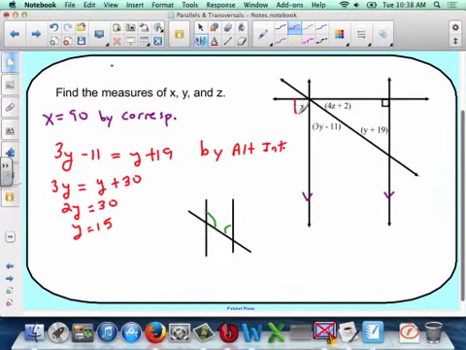You guys already told me that this is 90 degrees, right? So how big is this angle here? 90 degrees. Now it's the angle addition postulate: the sum of my two parts equals the whole. Does that make sense? Yes. So I'm going to take these two angles, the 3y minus 11 and the 4z plus 2, and those two together are going to add up to 90 degrees.